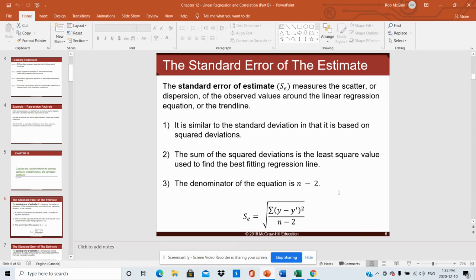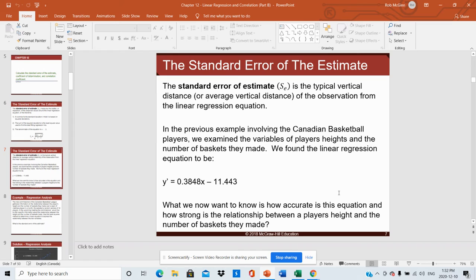Good news is we're not going to have to use that equation. So the standard error of the estimate, SE, is the typical vertical distance, or average vertical distance, of the observation from the linear regression equation.